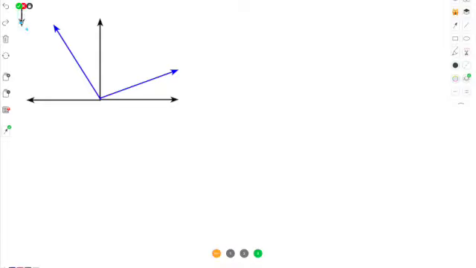Okay, let me erase that. So this is our given. We have here F2, this is 400 newtons, and F1, this is 600 newtons.